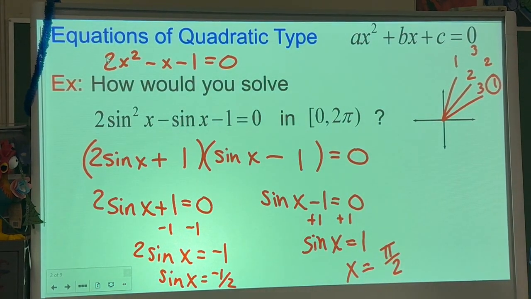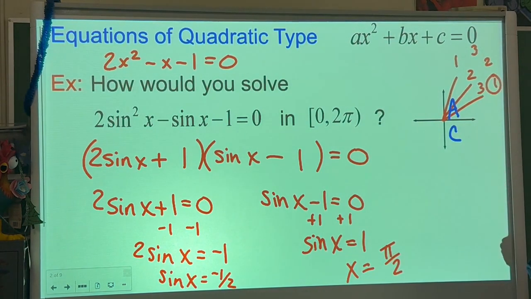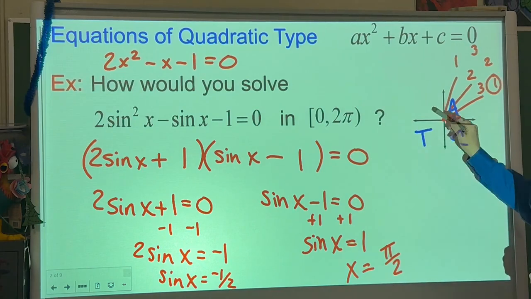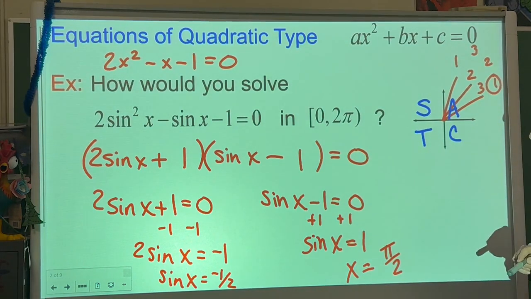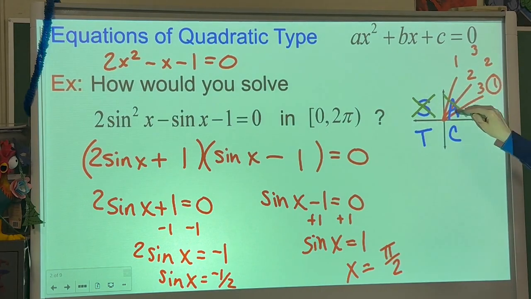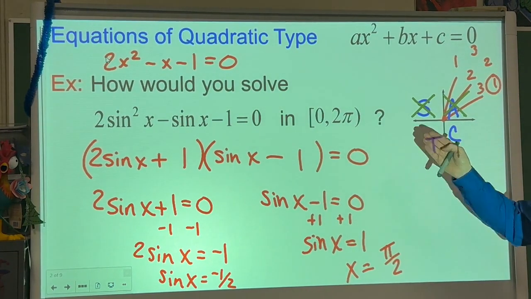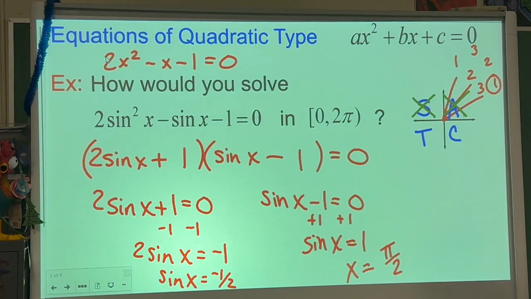So where is sine negative? Think back, all your trig functions are positive here. Only cosine's positive, only tangent's positive, only sine is positive. Since we want negative, I do not want this quadrant, I do not want this quadrant. I want both of these. Cosine's positive, but sine's negative. Tangent's positive, but sine is negative. So I'll have two answers. I need to think about what my angles are down here in quadrant 4 and quadrant 3.